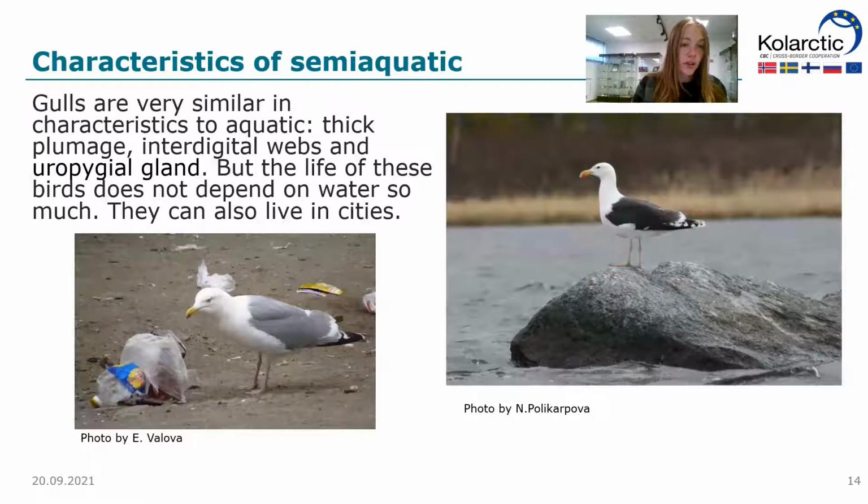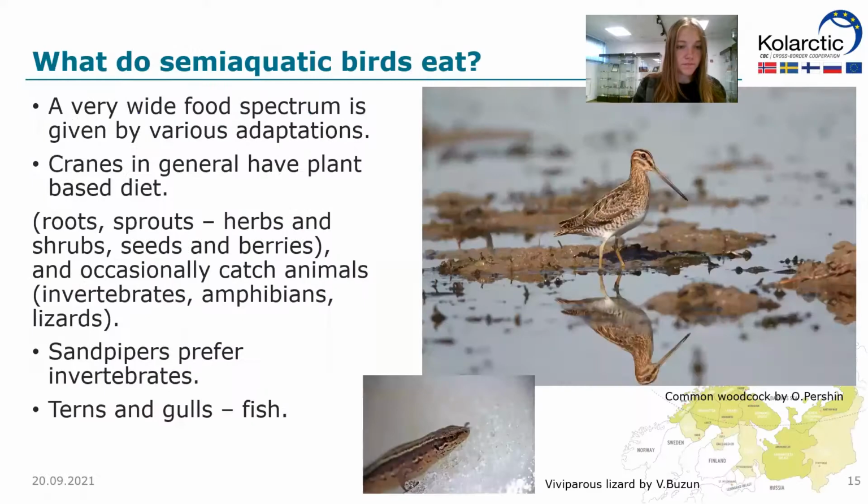Gulls are very similar in characteristics to aquatic birds. Thick plumage, interdigital webs, and uropygial gland. But the life of these birds doesn't depend on water so much. They can also live in cities. A very wide food spectrum is given by various adaptations.